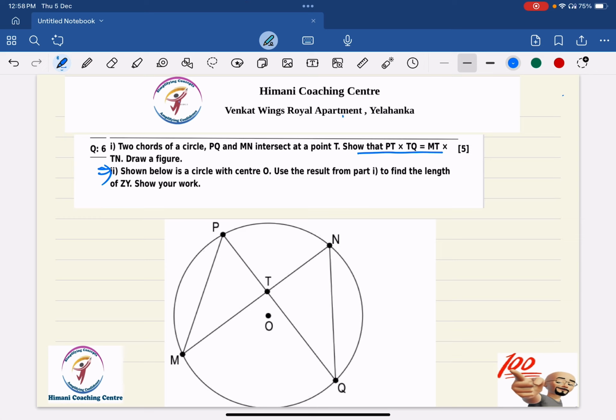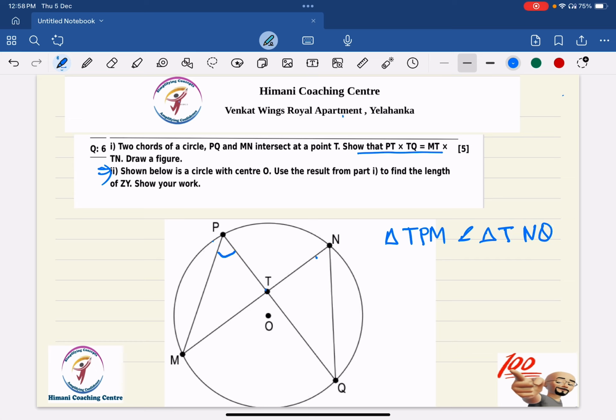Students, you have learned in class ninth that angles in the same segment by a chord or an arc are equal. Now let us look at triangle TPM and triangle TNQ.